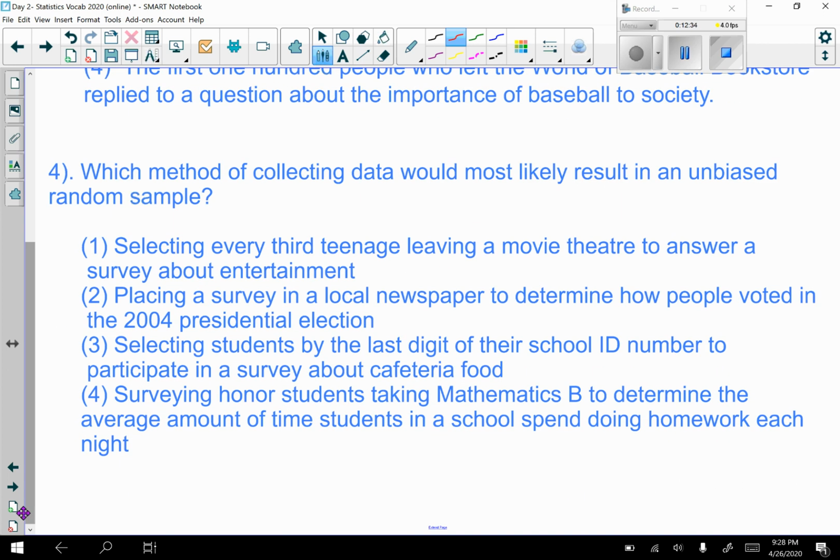Okay, and then number 4, we were looking for the most unbiased random sample here. Hopefully you chose choice 3 again. Choice 1 was bad because I'm surveying teenagers leaving a movie theater about entertainment. That's a conflict of interest. Choice 2, this goes back to that telephone question. People have to voluntarily respond to an ad in the newspaper, and that's never a good option. And then choice 4, there's a conflict of interest once again. People who are taking an honors class, chances are they spend more time doing homework than people who are not.